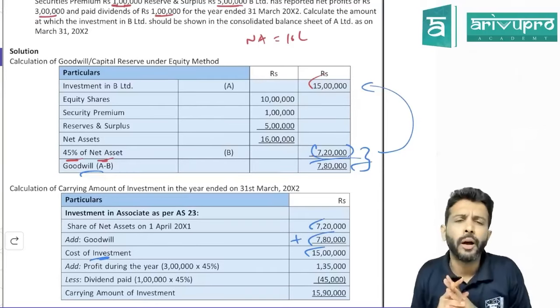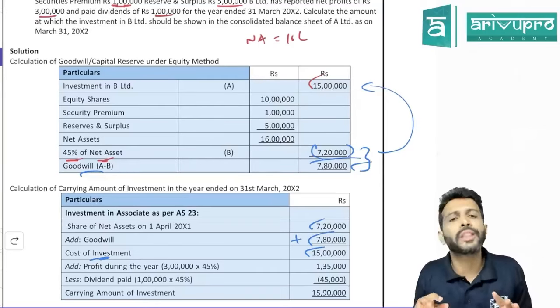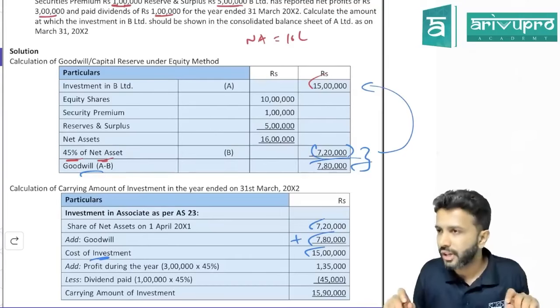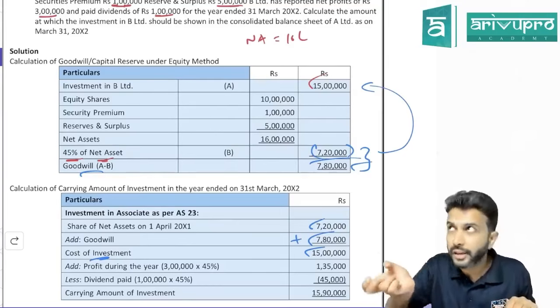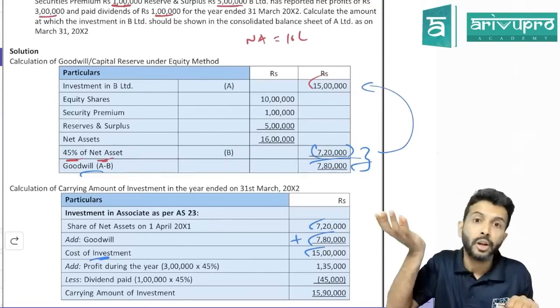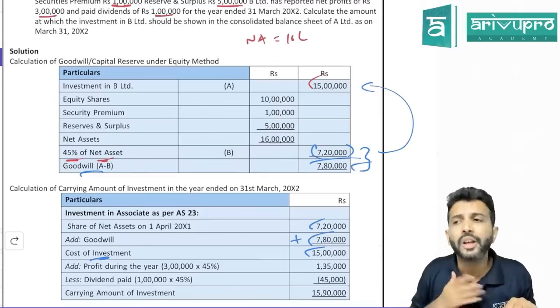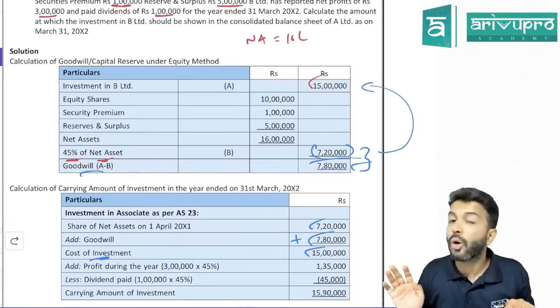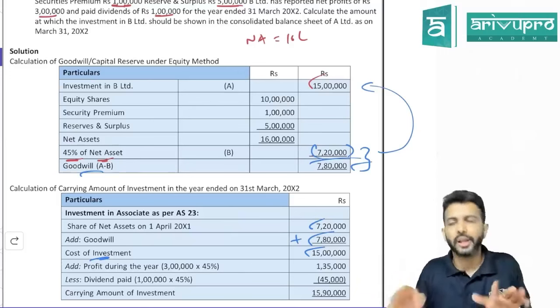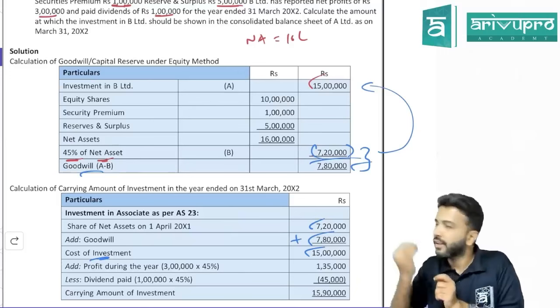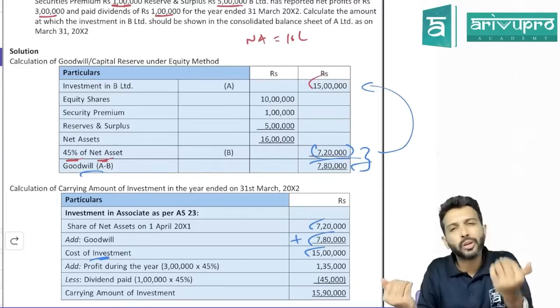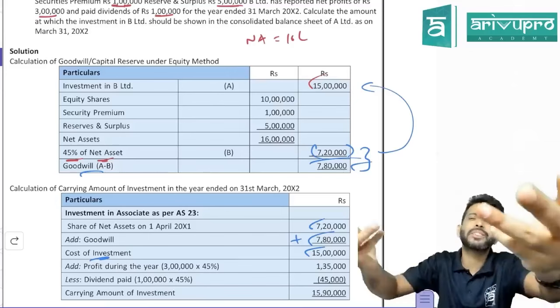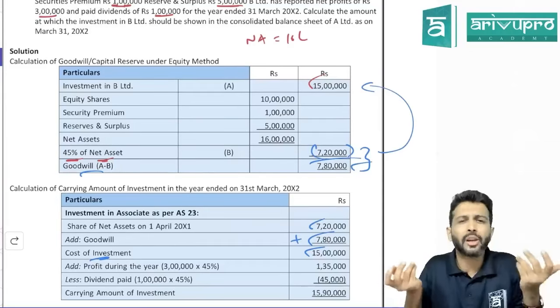After this, match the investment value with the associate's performance. If the associate makes a profit, the investment value will increase. Full increase or your share? Your share. If the associate company makes a loss, it reduces. Full or your share? Your share. If the associate company pays a dividend, net assets will reduce, so the investment value will also reduce. These three adjustments will come as extra items. All three may be there, or maybe only some.